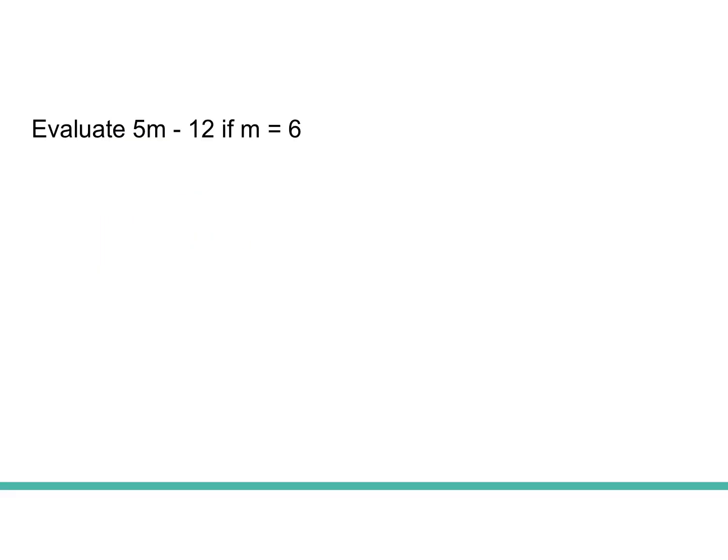Next, go ahead and evaluate 5m minus 12 if m equals 6. To do this, you need to say 5, and this means 5 times m. So 5 times 6, and then you do minus 12. So 5 times 6 is 30. Minus 12, so you'd get 18.